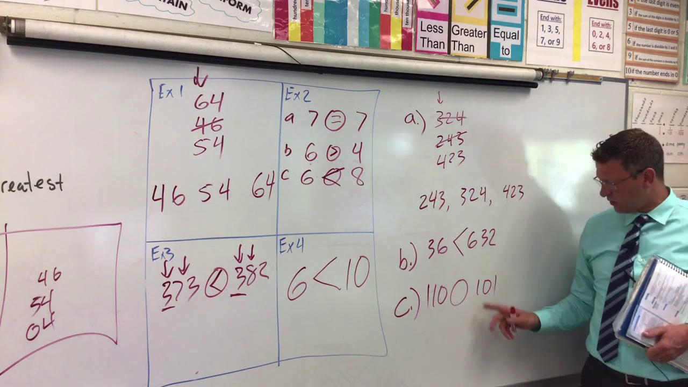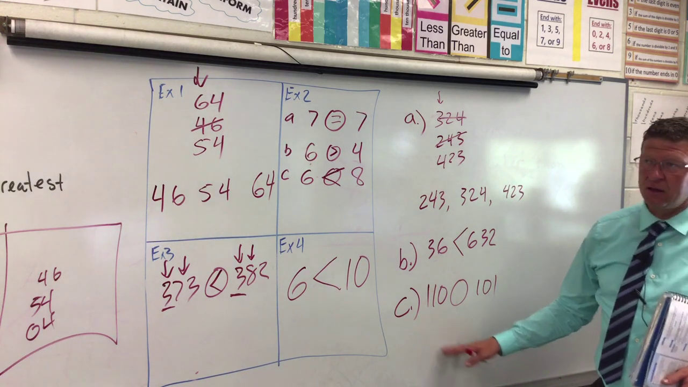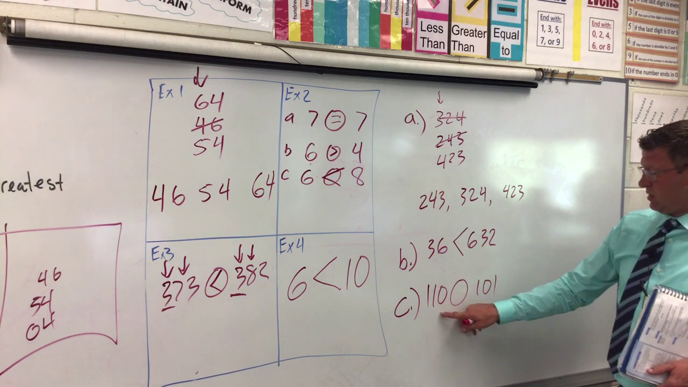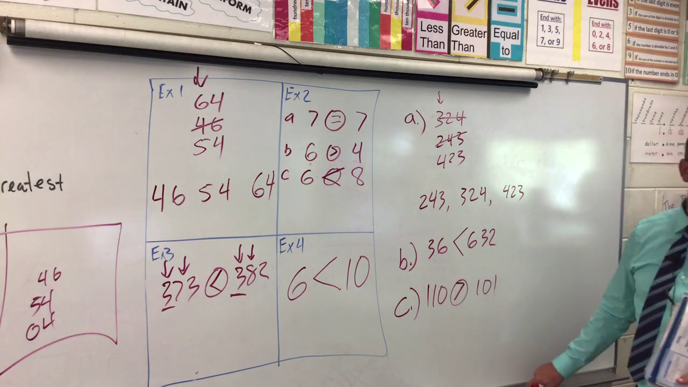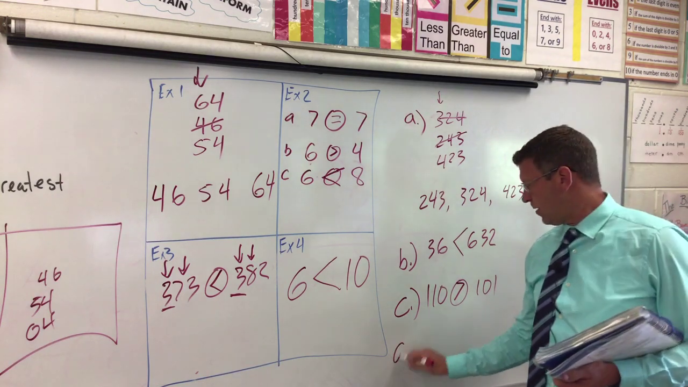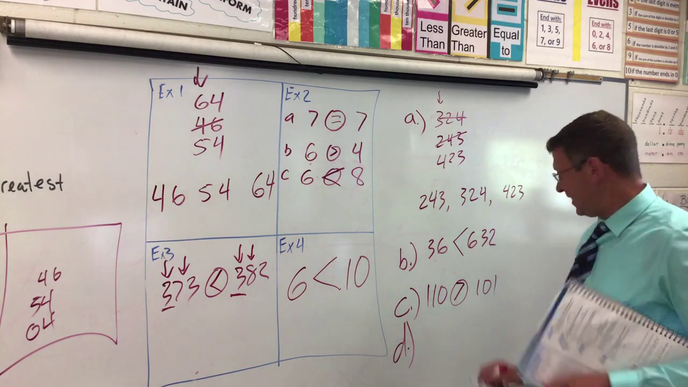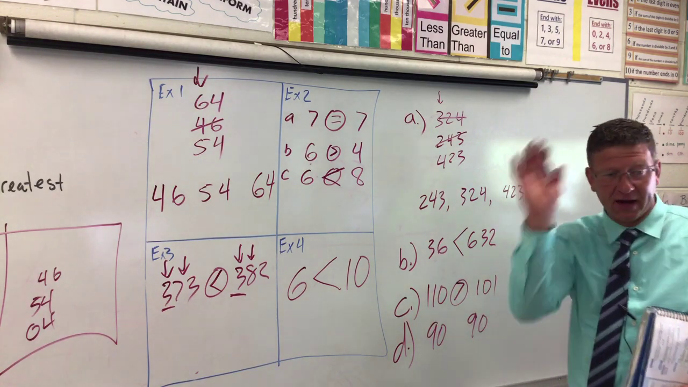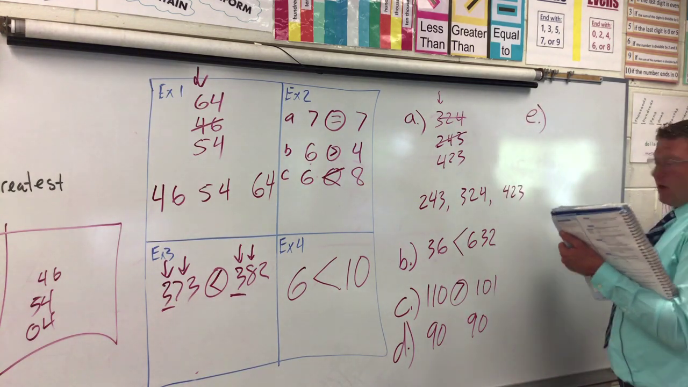Oh, Mr. Saxton, you always try to trick us by putting the same digits in there. A 1, a 1, and a 0, a 1, a 1, and a 0. So go ahead and say it to yourself. 110 compared to 101. 10 compared to 1. Good. 110 is greater than 101. D. 90 compared to 90. Oh, brother John, I don't even have to help you with that one. You got that one. E.